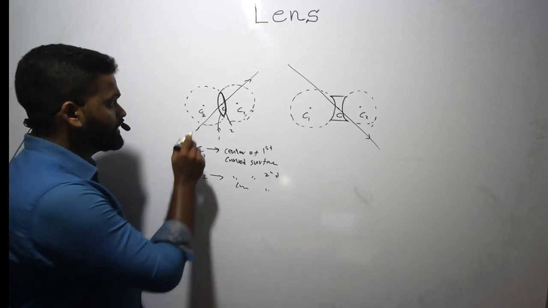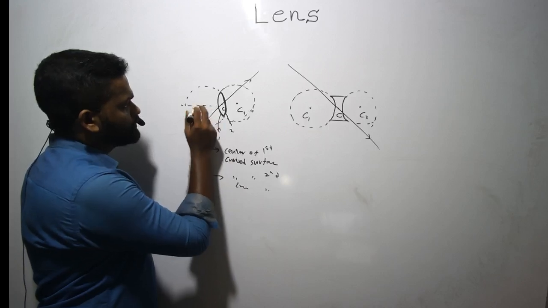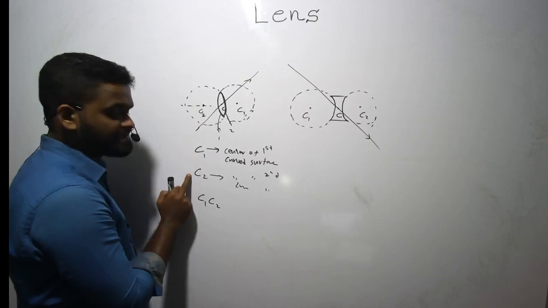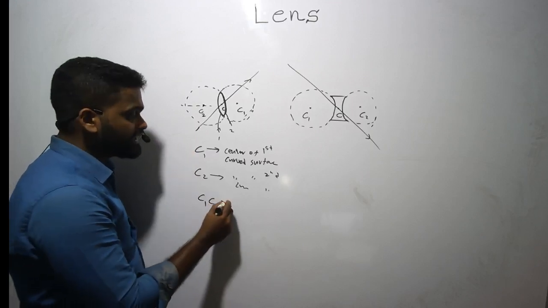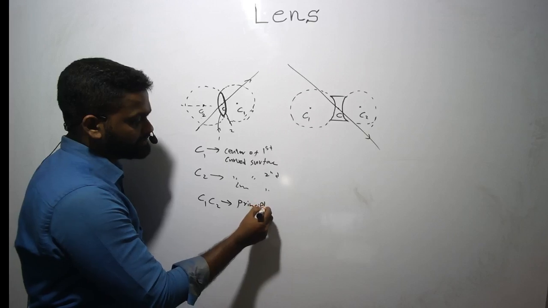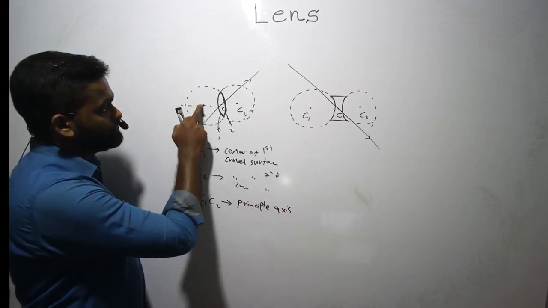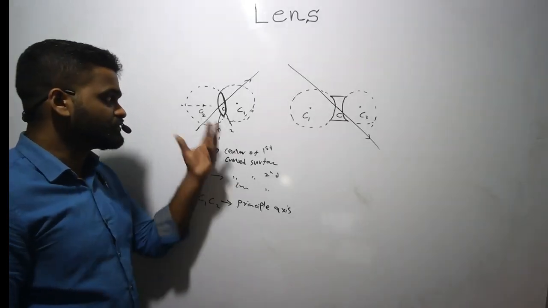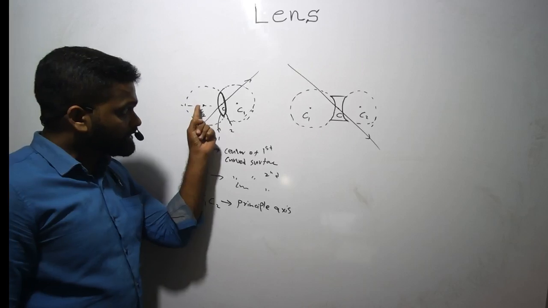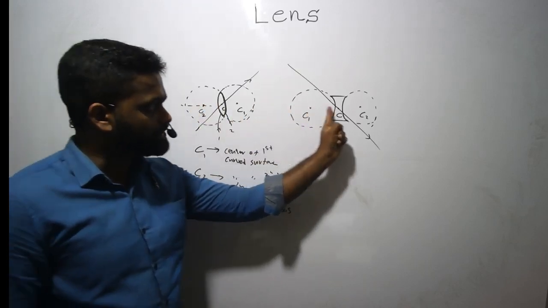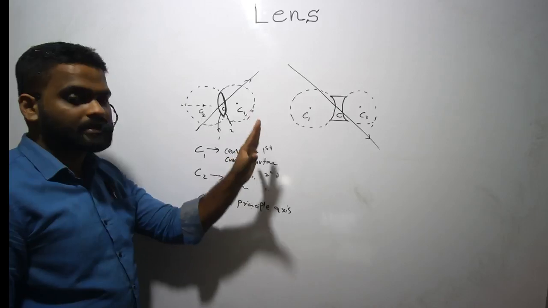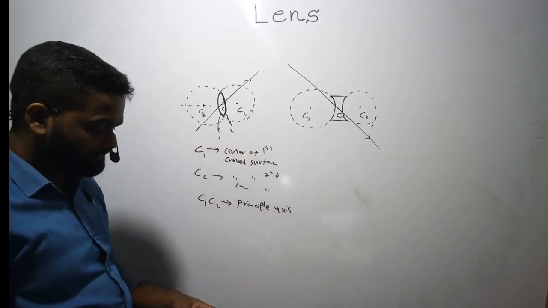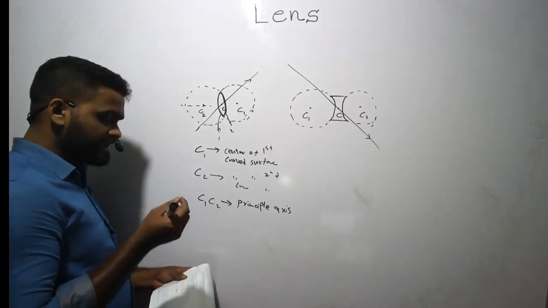Another thing is, you don't have to mark it here, but understand that when you join C1 and C2, we call that the principal axis. You have to identify these names, right? Principal axis. When you join C1 and C2, those are the centers of each curved surface. So when you draw a line, here as well you can draw the line. You don't have to draw the line, you can understand that, right? So that is called the principal axis. Okay, right.